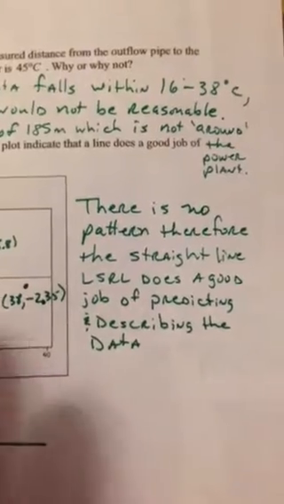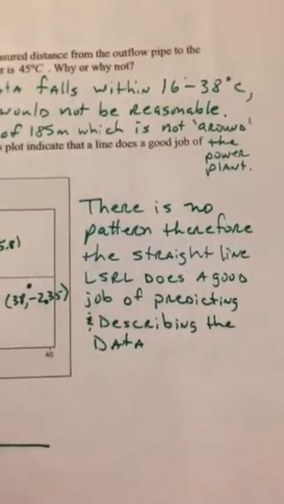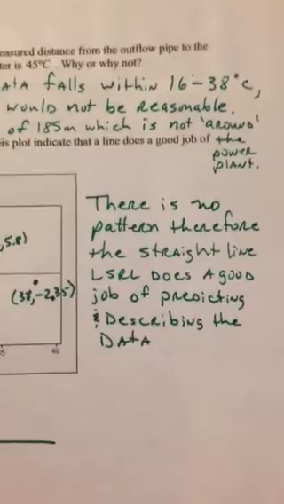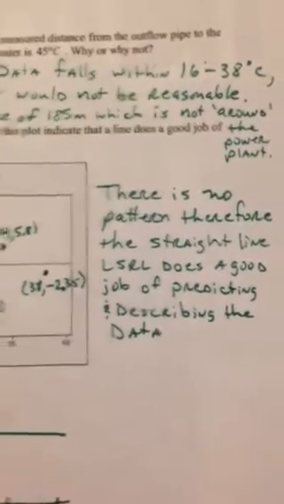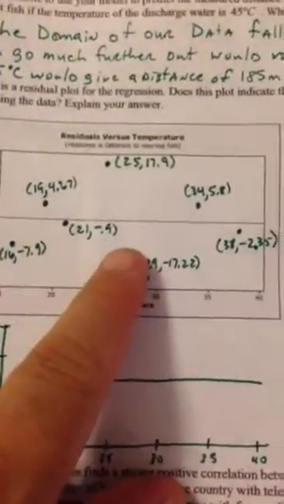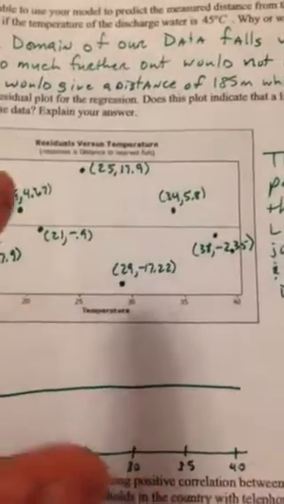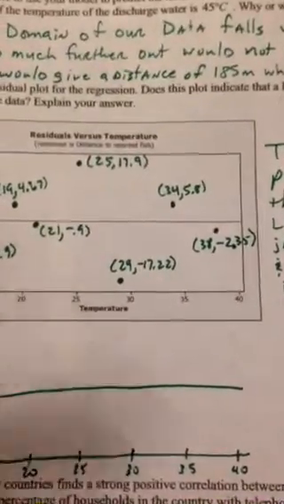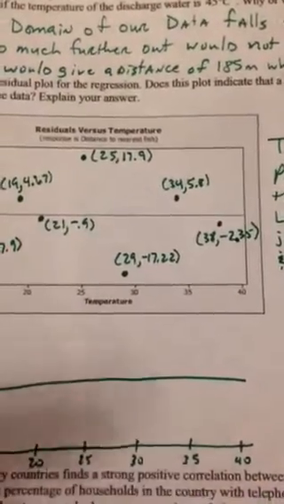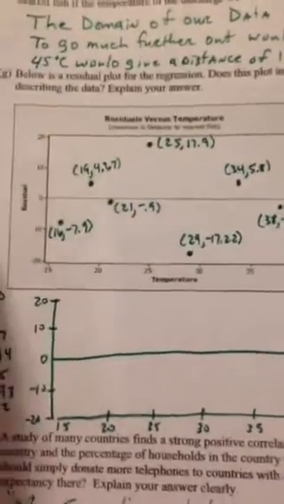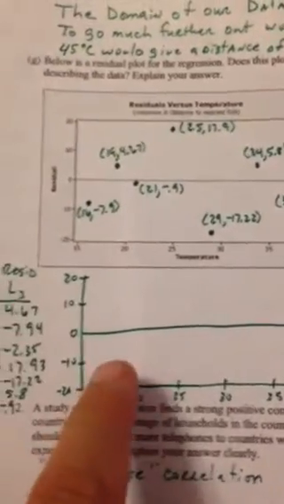Now, when you look at a residual plot, there's no pattern. Therefore, the straight line LSRL does a good job of predicting and describing the data, and that's what we want. Had this had any pattern, then the graph would not be linear. It would actually be either quadratic or exponential or cubic or something like that. Now, one of the things I didn't go over too well is how to create a residual plot.